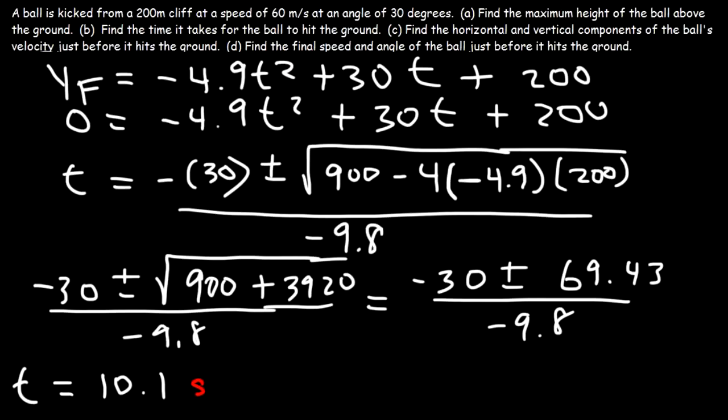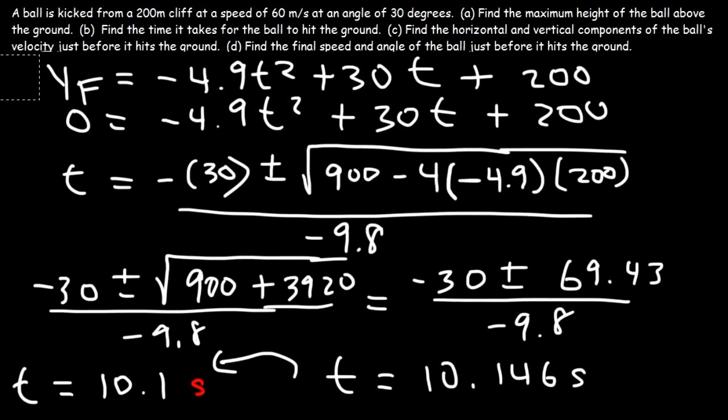So it's going to be negative 30 minus 69.43, which is negative 99.43, and then let's divide that by negative 9.8. If you do that, you'll get a time value of 10.146 seconds, which you can round to 10.1 if you want. So that's another way in which you can get the same answer. So that's it for part B. So now let's move on to part C.